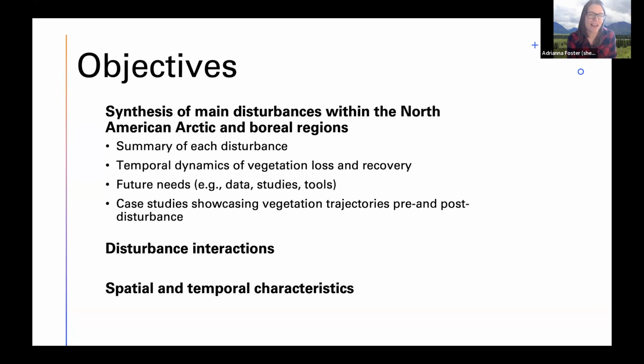We went back and forth a lot on whether we were going to do the whole pan-Arctic, pan-boreal, or just North America. We settled on North America because it was a little more tractable. Specifically, we were summarizing each disturbance or disturbance type, focusing on temporal dynamics of vegetation loss and recovery. We also included case studies of each topic or type where we investigated satellite-derived trends of loss and recovery. And we were also interested in looking at potentials for disturbance interactions, as well as the differing spatial and temporal characteristics of these disturbances.